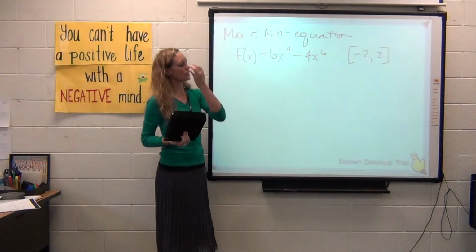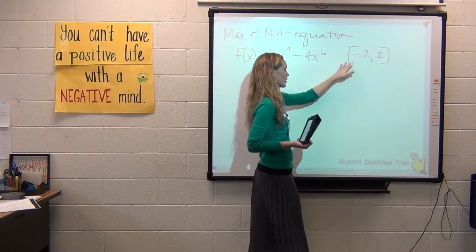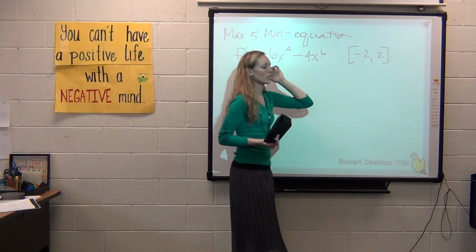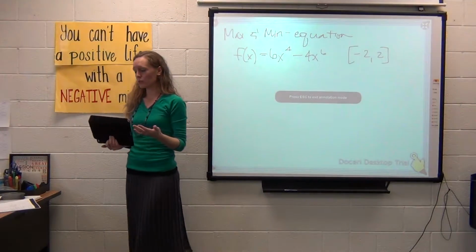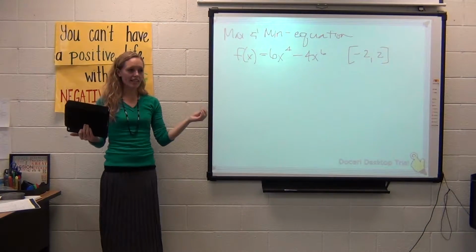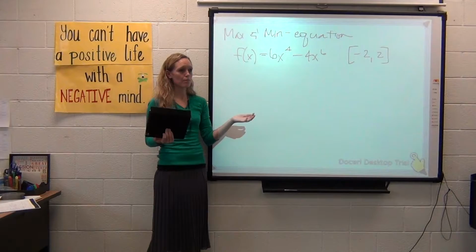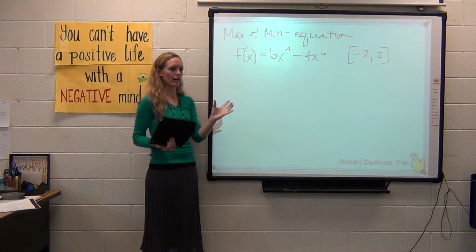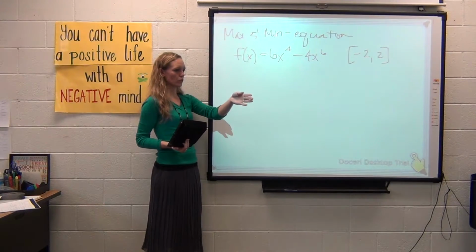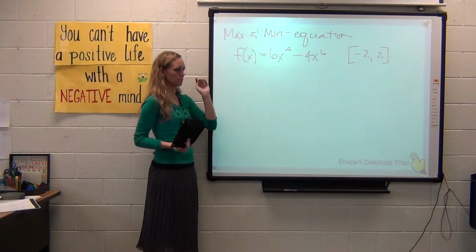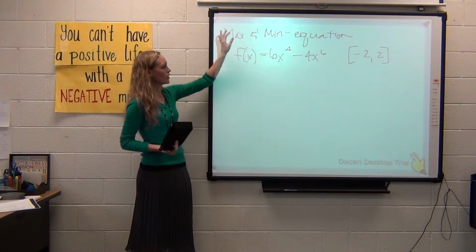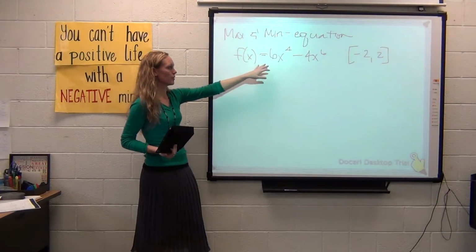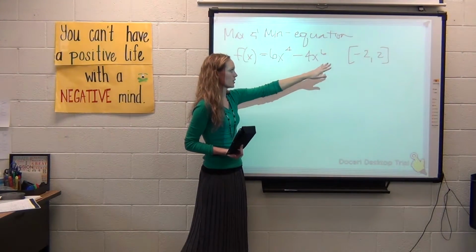Keep in mind that if we're talking about a closed interval and we're looking for extreme values, then we have to check our endpoints, because we can have an absolute max or an absolute min at our endpoints. That's where the absolutes come into play, when we're talking about intervals. So I want to find extreme values of this function on the interval -2 to 2.